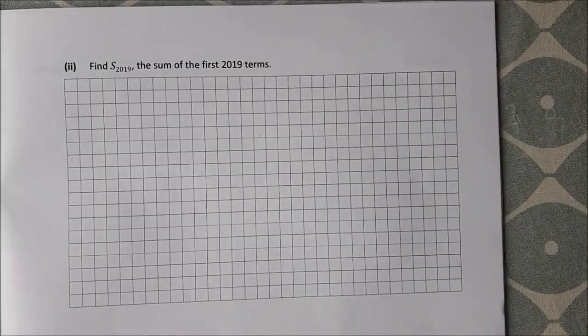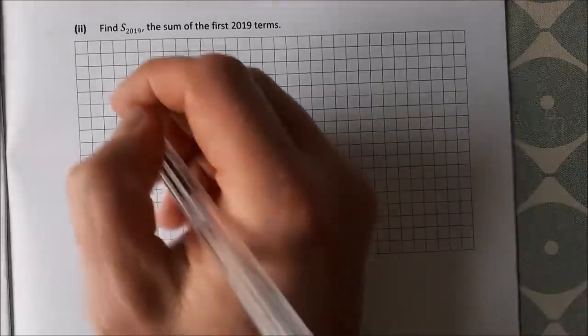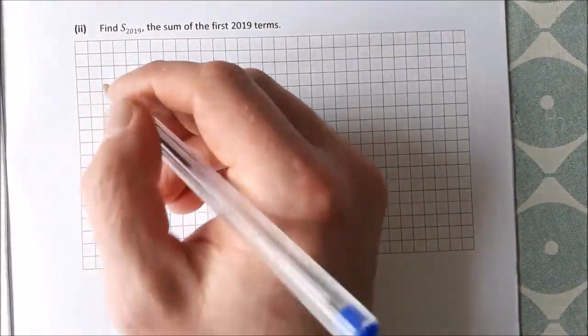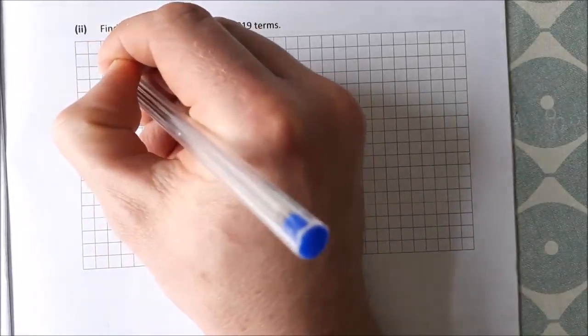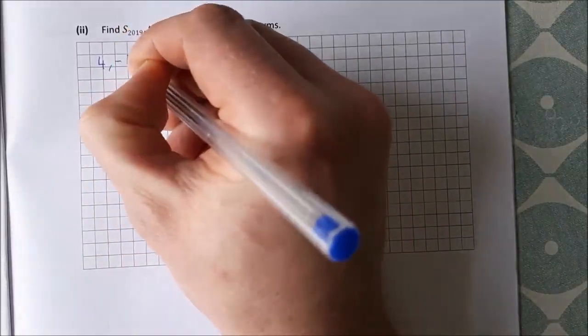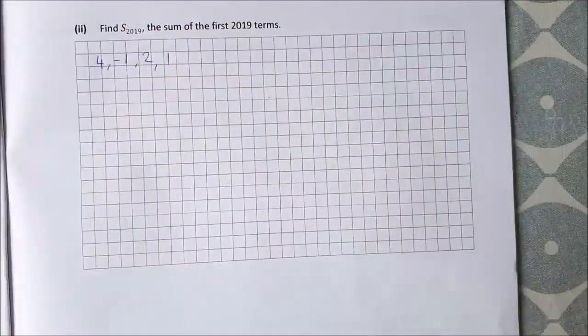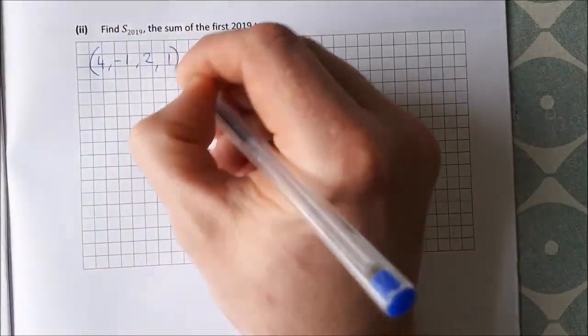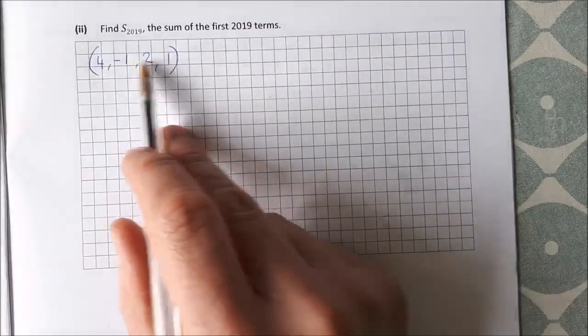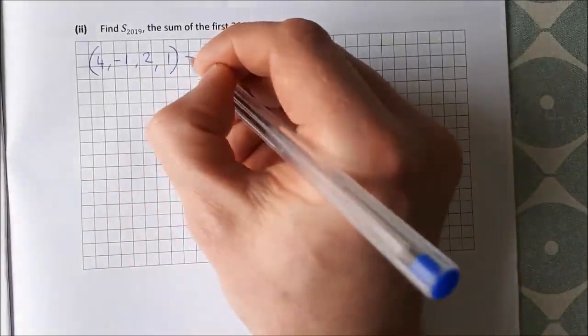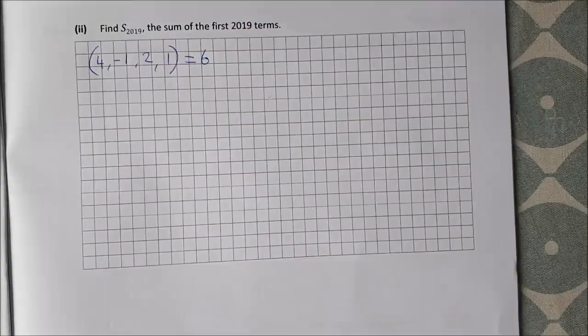So here's B part 2. Find S of 2019, the sum of the first 2019 terms. Well, if I look at the first 4 terms, they were 4, minus 1, 2, 1. What do they equal? 4 minus 1 is 3, 3 plus 2 is 5, and 5 plus 1 is 6. So the sum of the first 4 terms is 6.